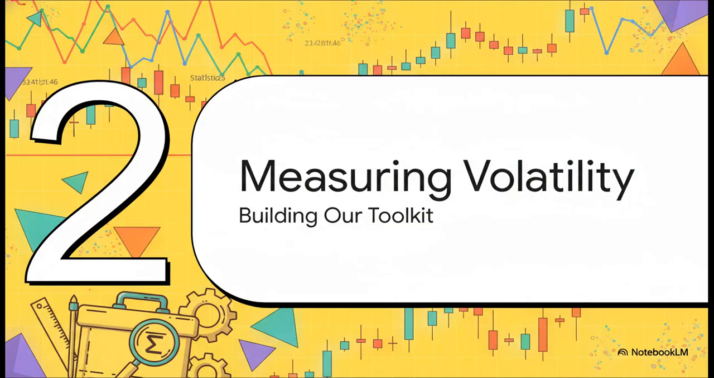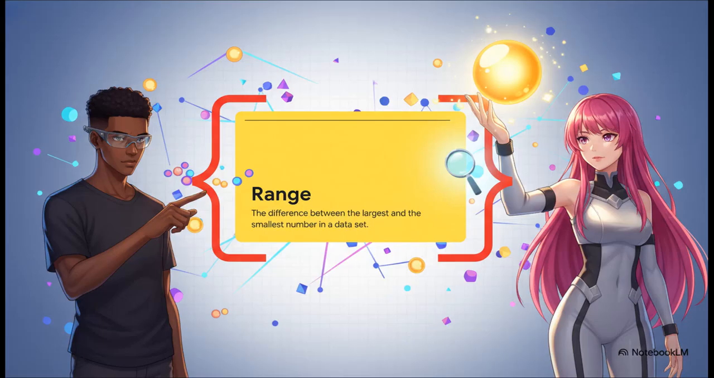To figure that out, we've got to look past the average. We need to start measuring something that statisticians call dispersion, which is really just a fancy way of saying how spread out the numbers are. So let's build our toolkit. The first, and honestly the simplest tool we have, is the range. It is exactly what it sounds like. You just take the biggest number, subtract the smallest number, and boom! It gives you a really quick snapshot of the total spread.